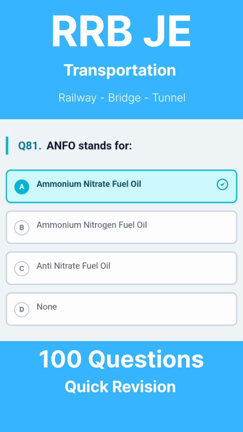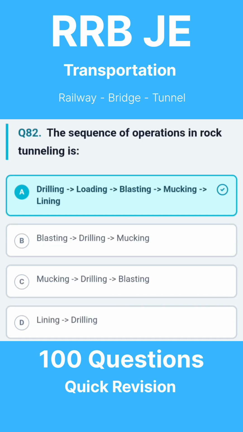Question 81. ANFO stands for? The correct answer is ammonium nitrate fuel oil. Question 82. The sequence of operations in rock tunneling is? The correct answer is drilling to loading to blasting to mucking to lining.